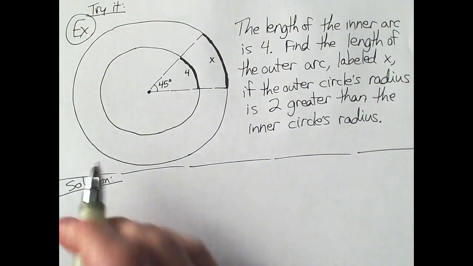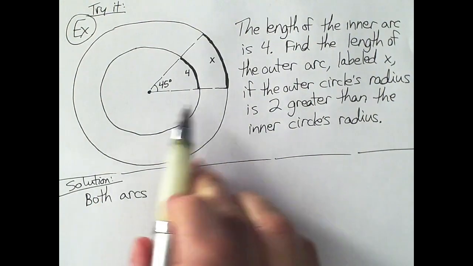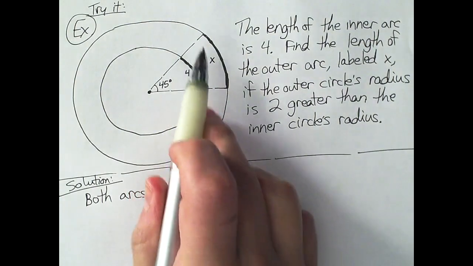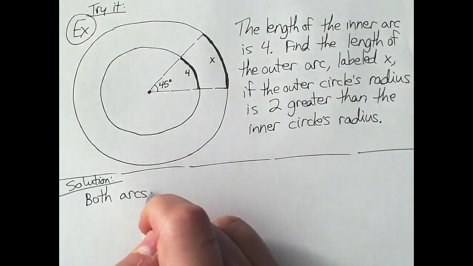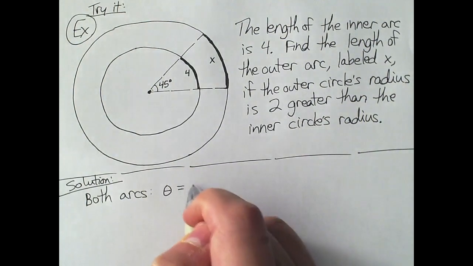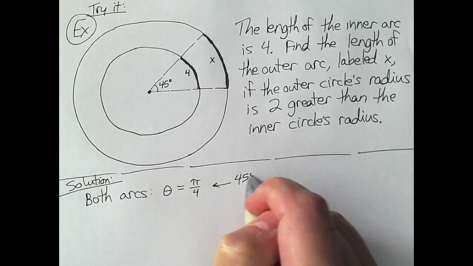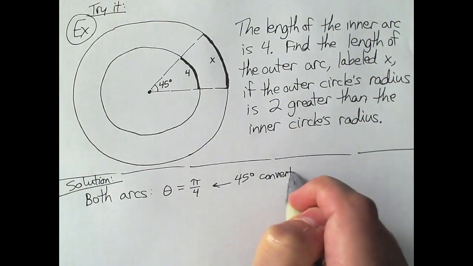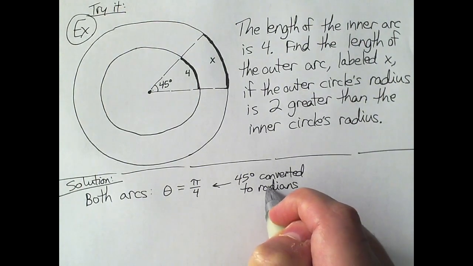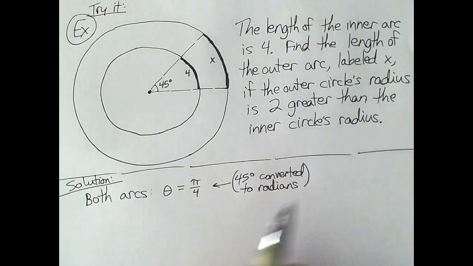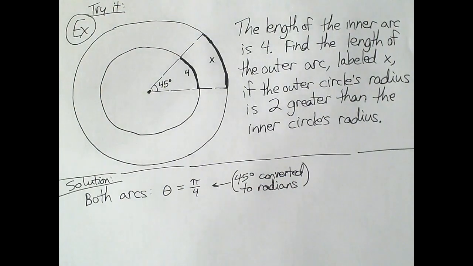Here's what I'm going to do. Both arcs that we're talking about, there's 2 arc lengths. There's the 4 and there's the X. What do they share in common? They share in common the angle. So the angle is pi over 4. I've already converted this to radians. 45 degrees converted to radians. And you wind up getting used to some of the common angles that we deal with, like 45 degrees. It's pi over 4, and you wind up just doing those conversions very quickly.